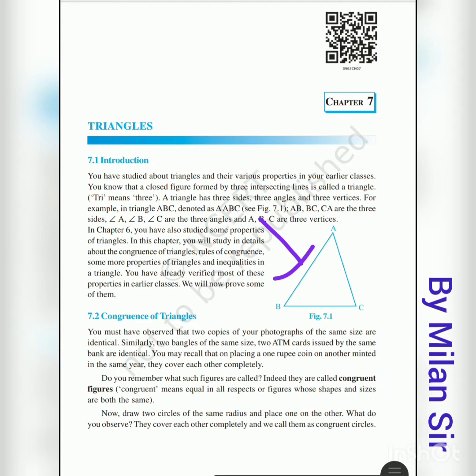A triangle does not have any diagonal. Diagonal means what? If we join two non-adjacent vertices, it is called a diagonal. But in a triangle we do not have any diagonals. A triangle is one closed figure and it has three sides. It is also one type of polygon, which has three sides.